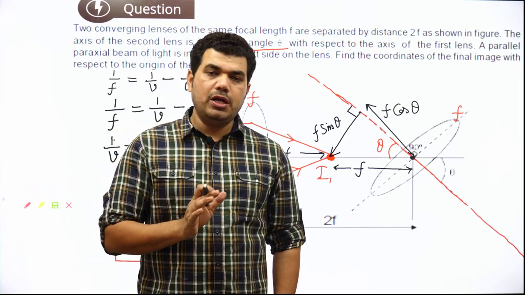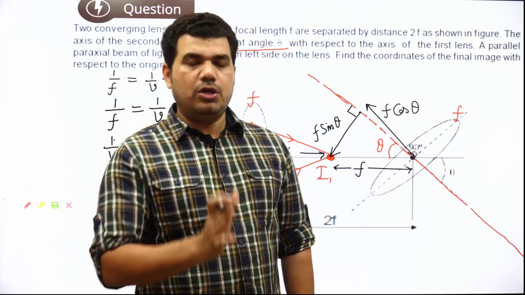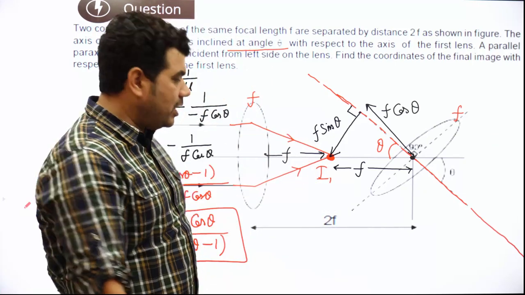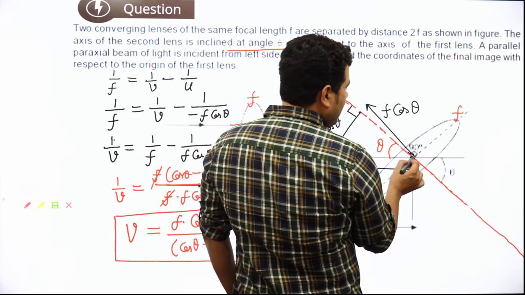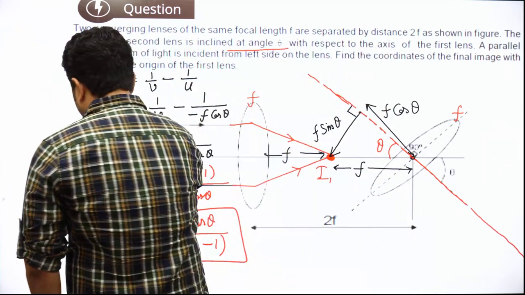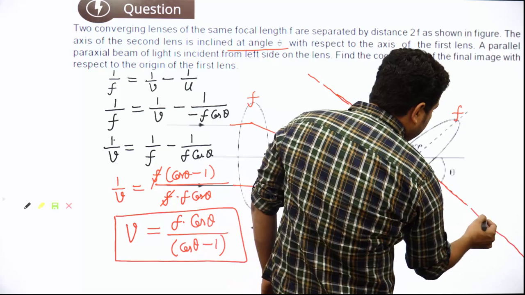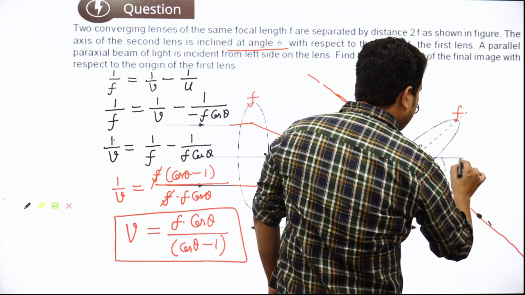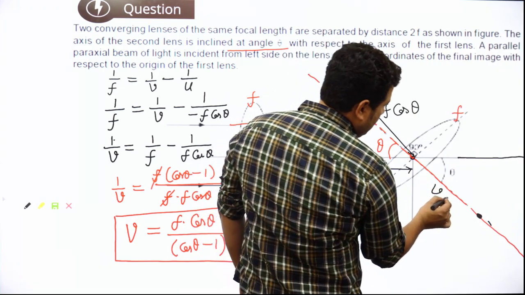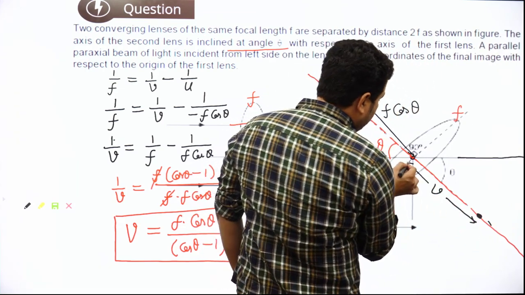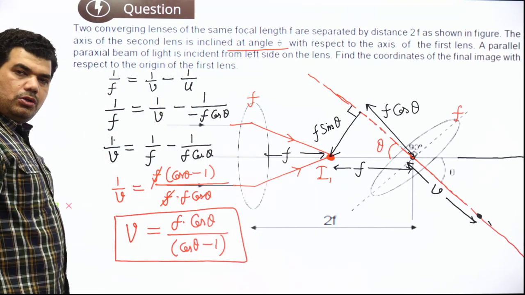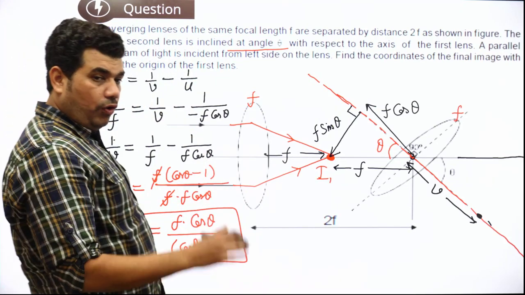V means distance of image from the pole of second lens. So see here, this is the pole of second lens. So object will be where? Object will be at this particular distance. Suppose this one. And when we extend this, this distance is V. And the expression for V is this. Got it, my dear students?